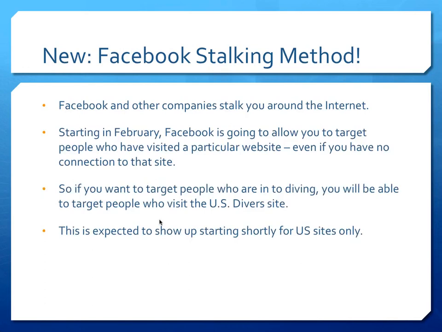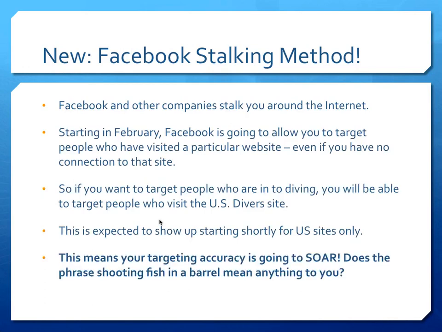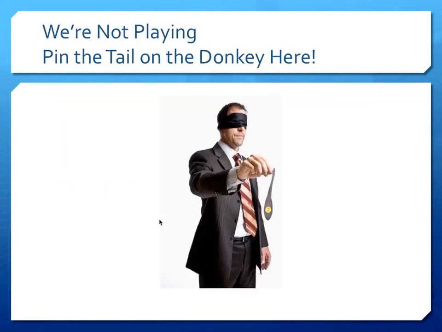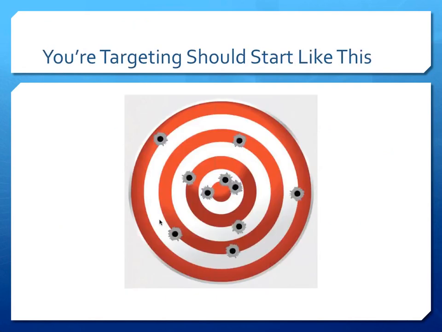And this is expected to show up shortly for US sites only. This means your targeting accuracy is going to soar. You're going to be able to literally shoot fish in a barrel. So it's important to note that in Facebook advertising, we're not playing pin the tail on the donkey here. We want to have a really good idea of what we're going for, and those are the people that we want to target. We want every dollar to bring us back maximum return.